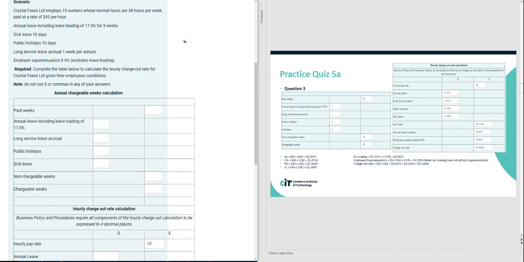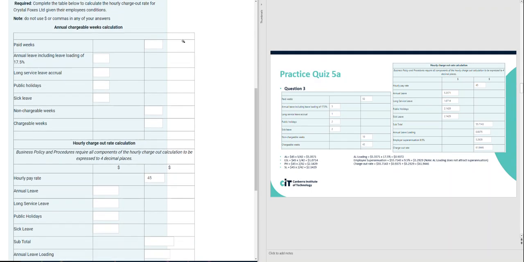What we're required to do is complete the table below to calculate the hourly charge rate for Crystal Foxes. Basically, how much does it need to charge to cover all the expenses that they need? Do not use $ or comma in your answer. Just remember to do the right thing. Okay, let's get started.